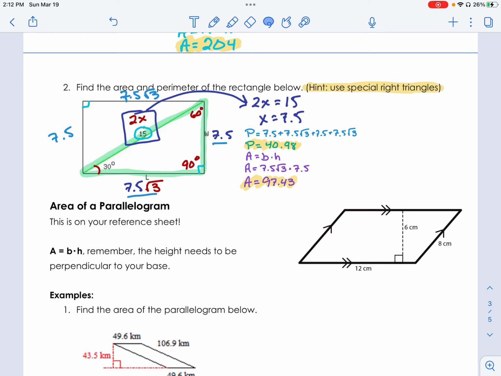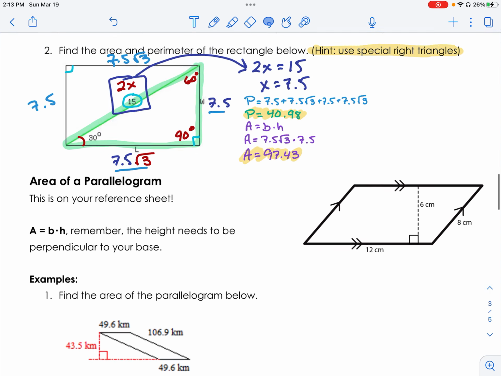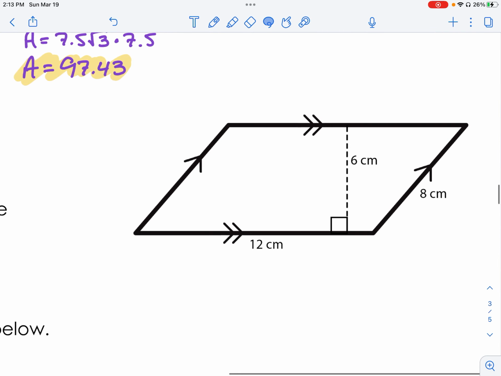Area of a parallelogram. Guess what? This once again is on your reference sheet. Area equals base times height. So we're given an example problem over here where your base is actually 12 and then your height is given as this dotted line of 6. Your height is not this red line here of 8. That is not your height.